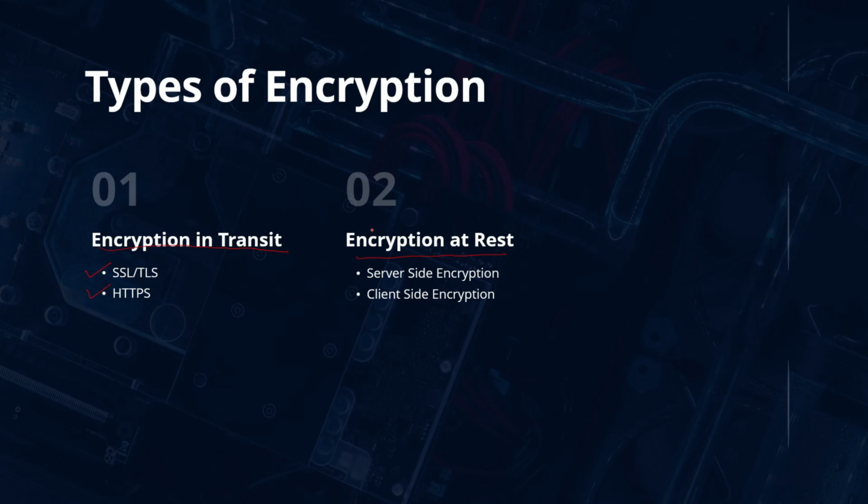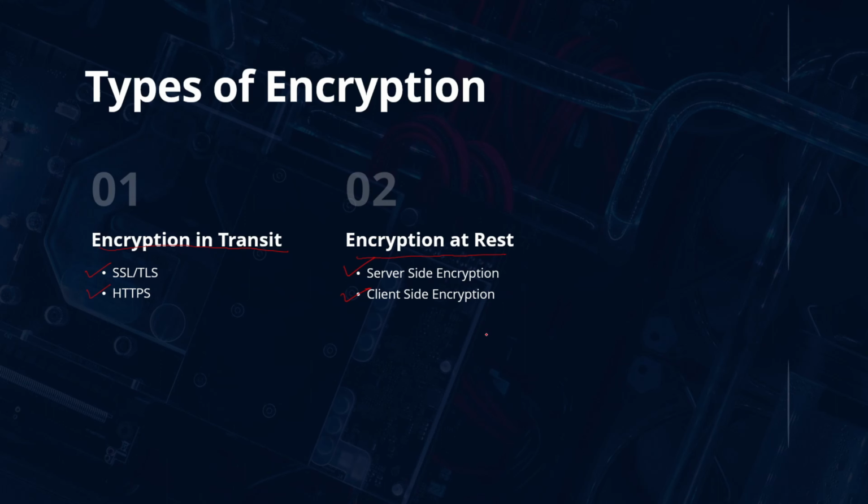Now, coming on, we have the second type, that is encryption at rest. This basically has two types wherein you have server side encryption and you have client side encryption. Now, client side encryption basically means that you encrypt the file locally on your system using various different encryption algorithms. It could be AES 256 or anything that you like. And then you send that file over the network to AWS. And when AWS stores that file in S3, it is already encrypted.